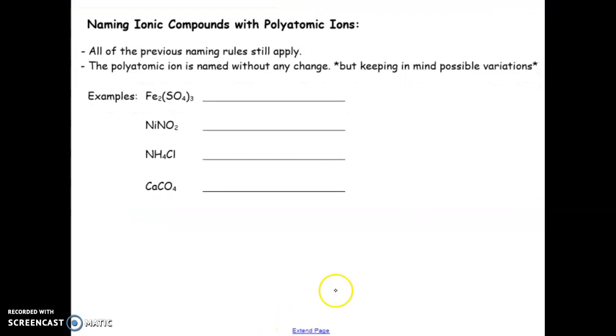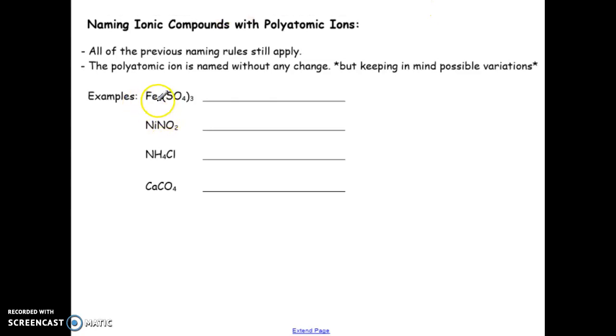Okay, so when you're naming ionic compounds with polyatomic ions, all the previous naming rules we just looked at still apply. So if you have a transition metal, you still have to put the Roman numeral. If you have a variation of the polyatomic ion, you have to include the name of whatever the variant is. So let's take a look at the first one here.